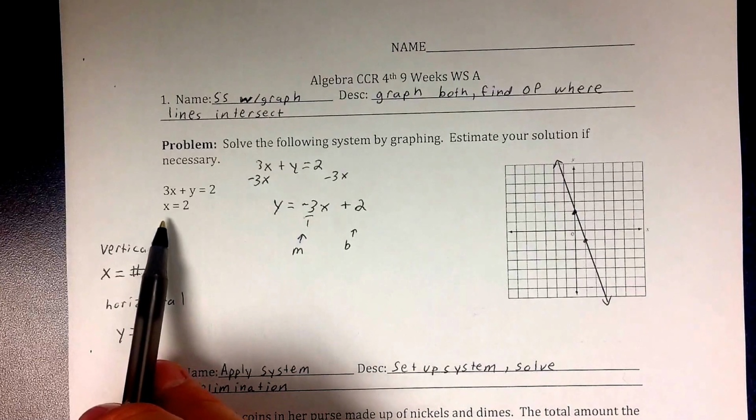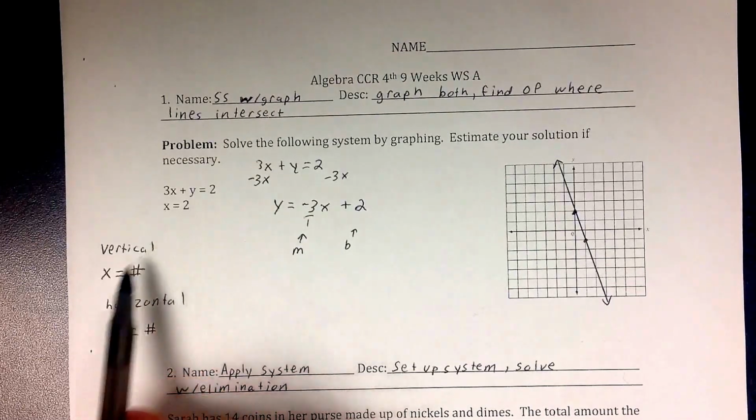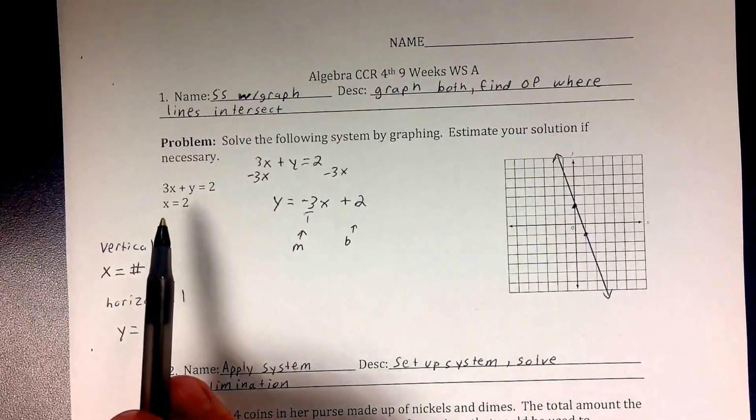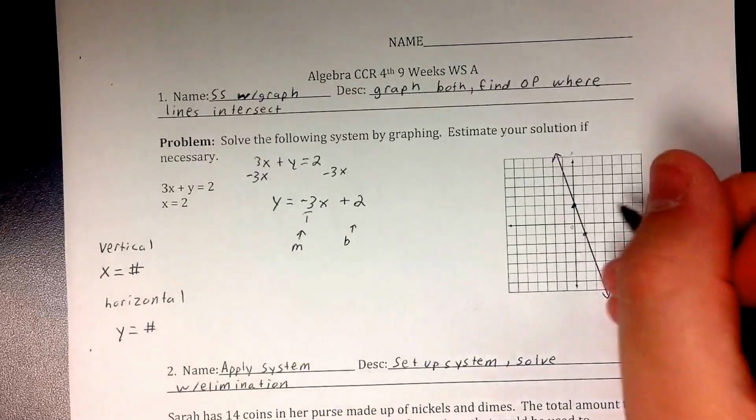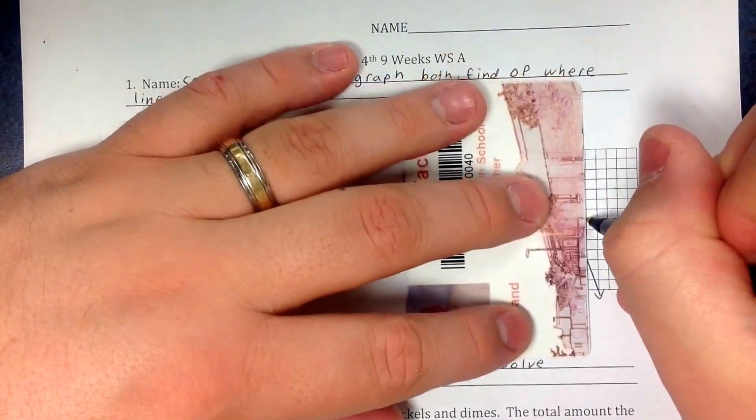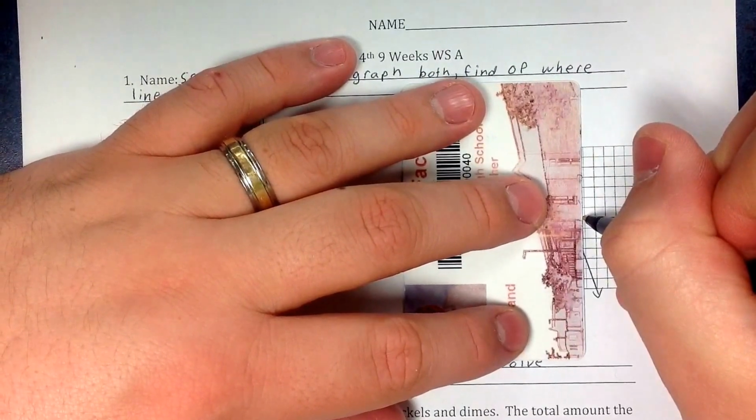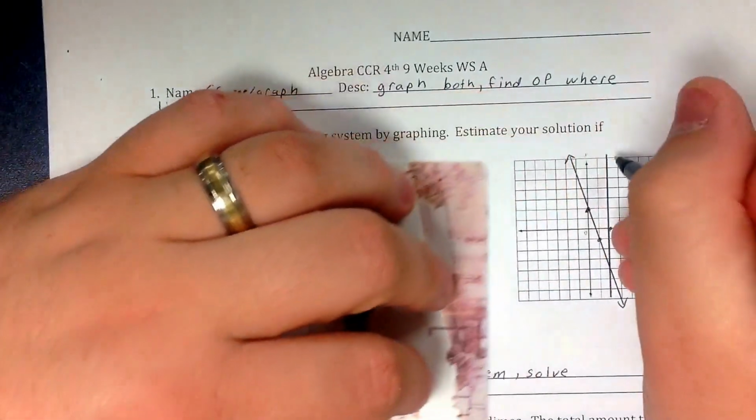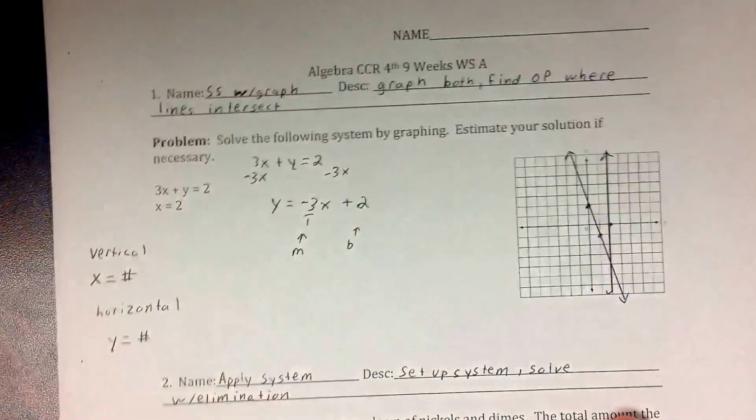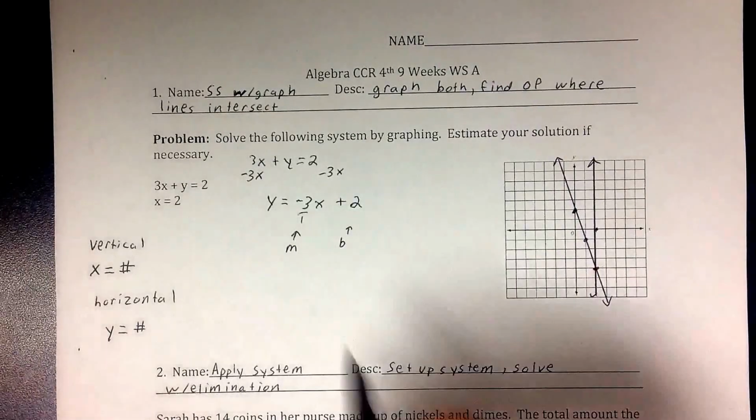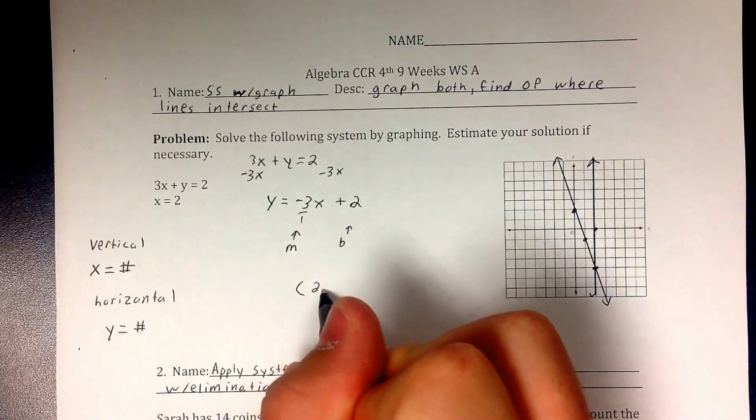So if we look at this equation, we got x equals 2. So if it's x equals a number, that tells me it's a vertical line. So I simply go on the x-axis to 2, put a dot, and then since I know it's a vertical line, draw it straight up and down, and then find the point of intersection. Which looks to be about right here. So it'd be 2, negative 4.